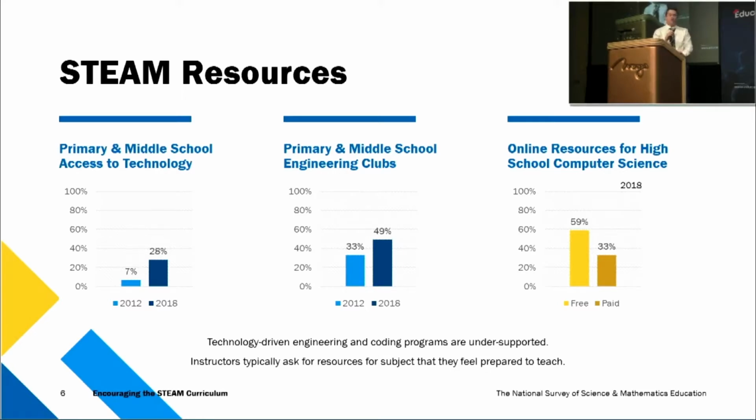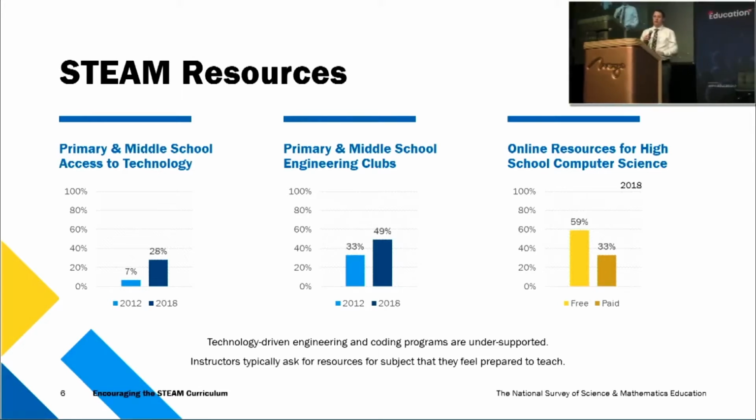Primary and middle school engineering clubs are also increasing. So online resources for high school computer science, also good news. 59% of students in 2018 were using free online resources, and 33% were using paid online resources. These are all good news, but I would say that none of these are the majority, right? I would like to see all of these be in the majority of our schools. So my argument is technology-driven engineering and coding programs are often undersupported.